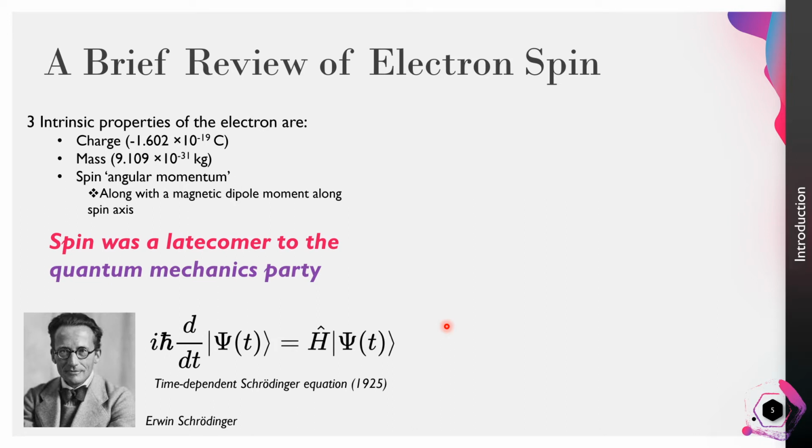Now, spin itself was a latecomer to the quantum mechanics party. Even after Schrödinger had developed the Schrödinger equation in 1925, and everything seemed to be lining up fairly well experimentally with the spectral emission lines of the hydrogen atom, there were still some experimental mysteries that were unresolved.